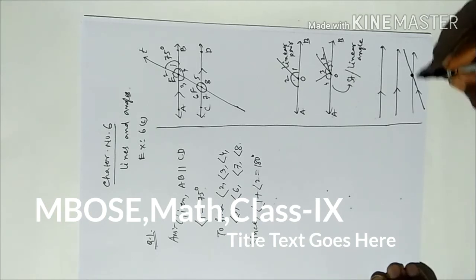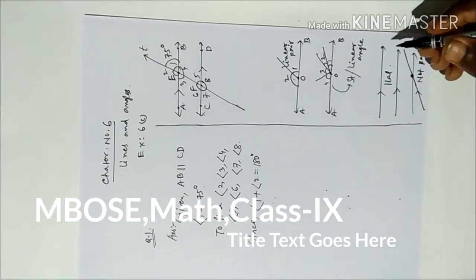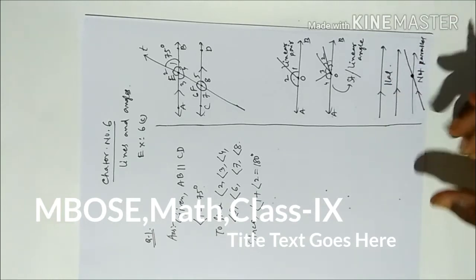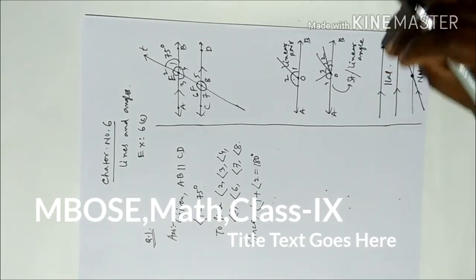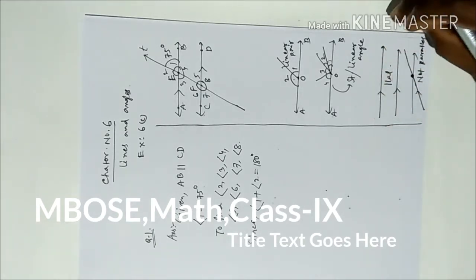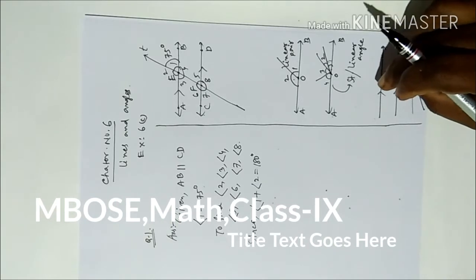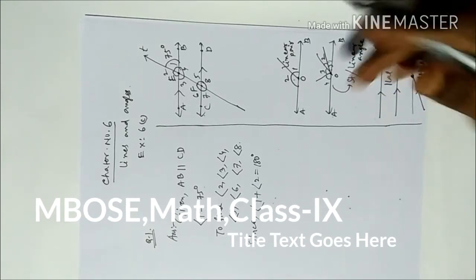So these two lines are not parallel. This is not parallel, this is not parallel, but these two are parallel. Two lines are said to be parallel if they go in their own direction, they never intersect each other, they never disturb each other. Such lines we call parallel, otherwise not parallel. I hope you understand.